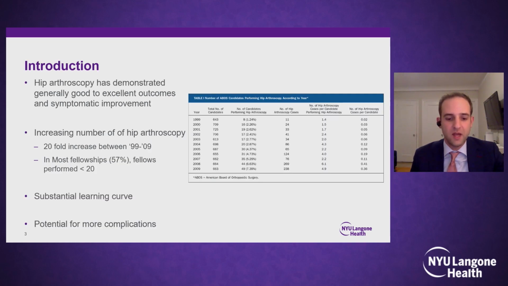So hip arthroscopy has generally had good outcomes and has become more common in recent years. The trend of increasing hip arthroscopy has been demonstrated in some recent studies showing an increasing number of hip arthroscopists sitting for part 2 of their boards. However, interestingly, in most fellowships, the fellows perform less than 20 cases. So this, combined with a documented substantial learning curve, has been postulated as a risk factor for increasing complications, failures, and ultimately the need for revisions.